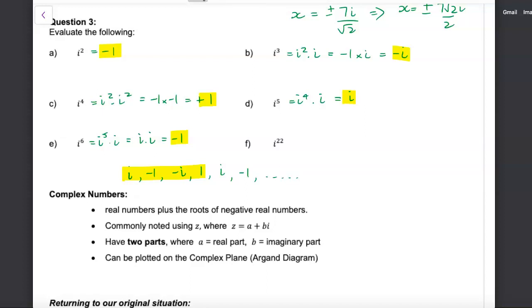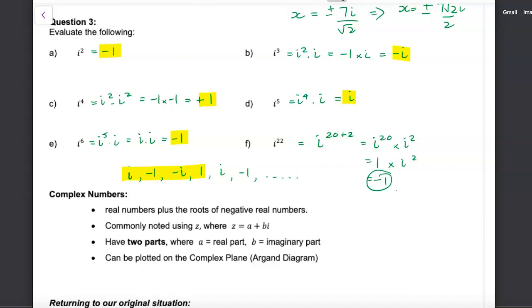So that tells us that i to the 22 is like i to the 20 plus 2. We know i to the 20 is going to be 5 lots of that fourth power, so that's just going to equal 1 times i squared, which is -1.